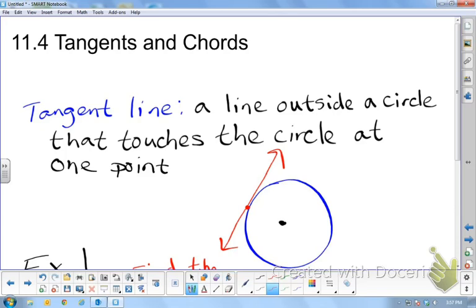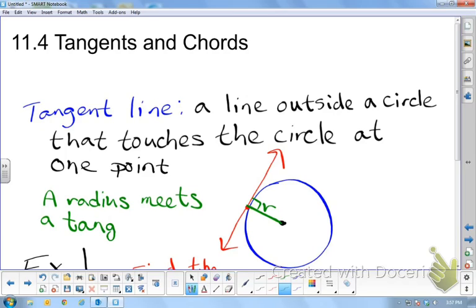If this tangent line interacts with a radius on my circle, if I have a radius that touches my tangent line, they always meet at a 90-degree angle. So that's the property we need to know. A radius meets a tangent line at a right angle every time. And that's our first property we need to know to do an example.